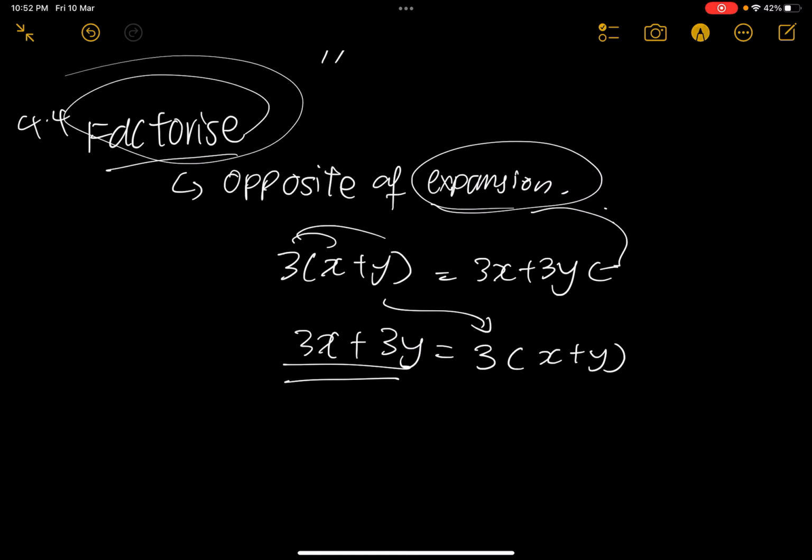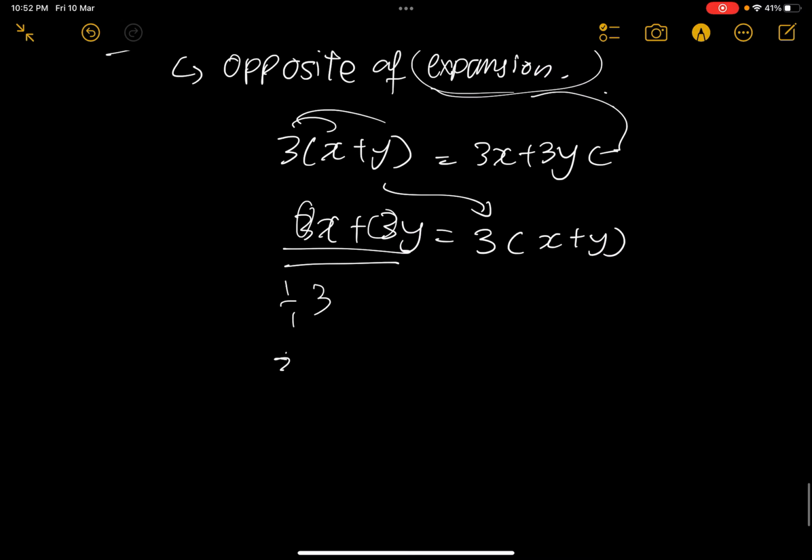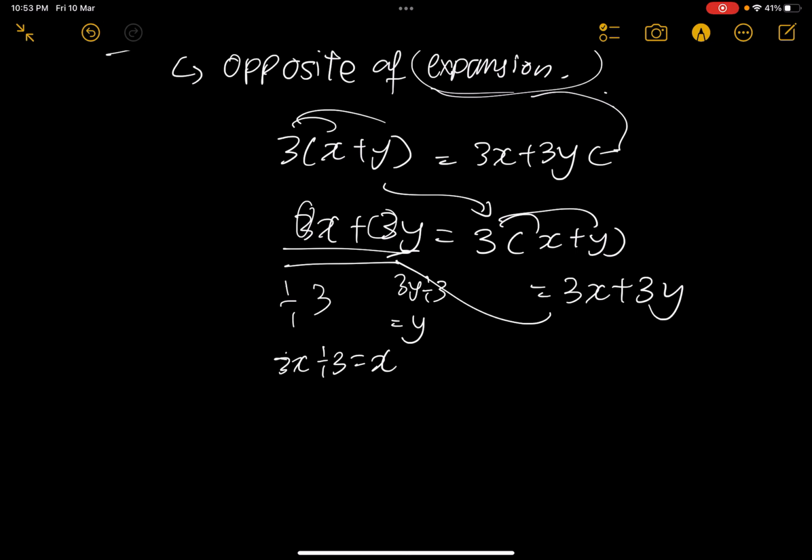Now why, you may ask, why, right? So now take out 3, right, means if I take out 3 means I'm dividing by 3. So 3x divided by 3 become x. 3y divided by 3 become y. Okay? Now, how to check your answer? I expand. This one equals to this one. If it's the same, that's correct already. Okay?